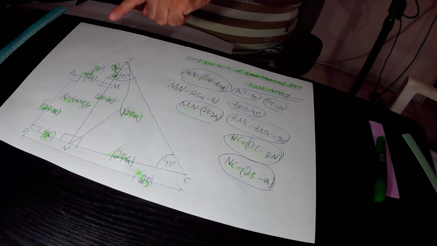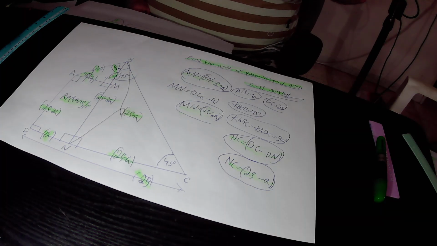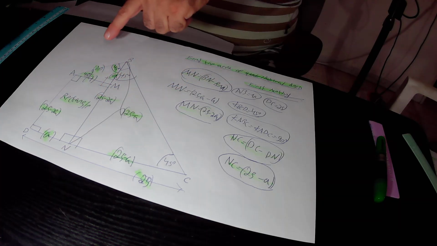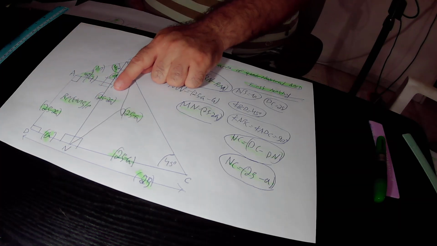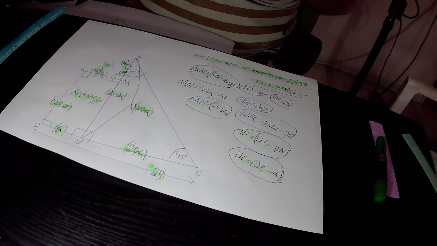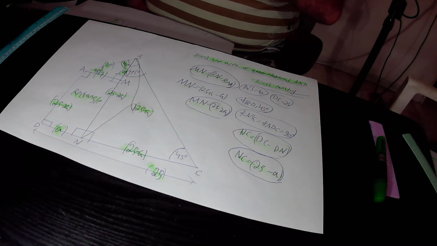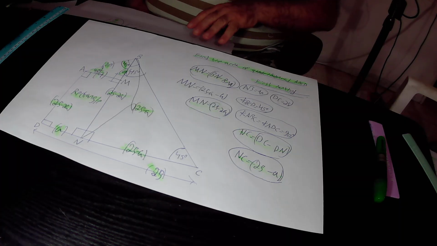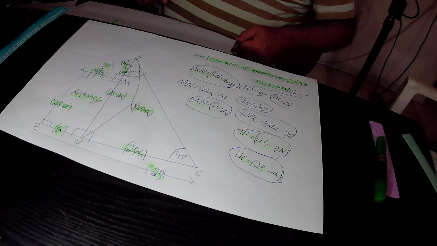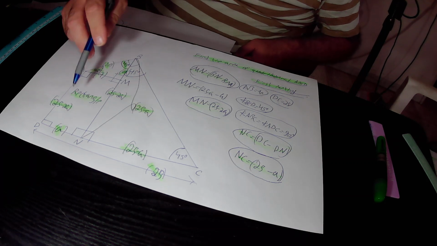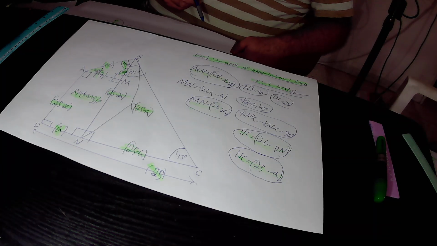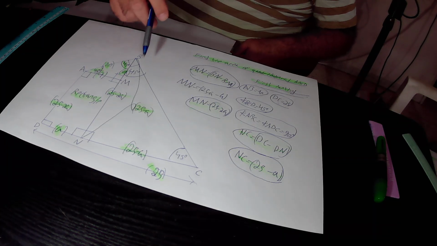In the rectangle AMND, the opposite sides are equal to each other. That is to say, side MN is equal to the opposite side AD. But MN is 25 minus 2A, therefore AD must also be equal to 25 minus 2A units in its length. We know that this is quadrilateral ABND. We prove that quadrilateral ABND is a trapezoid.